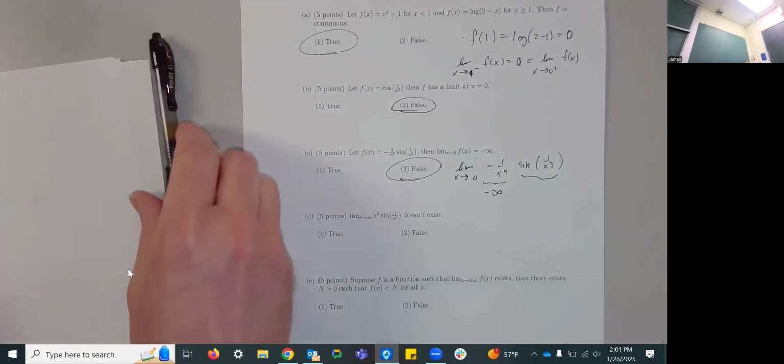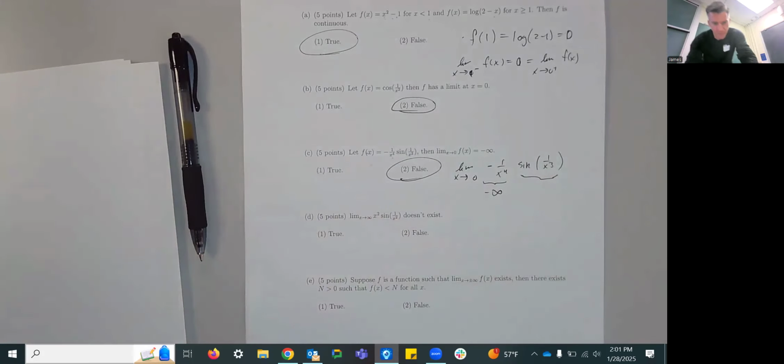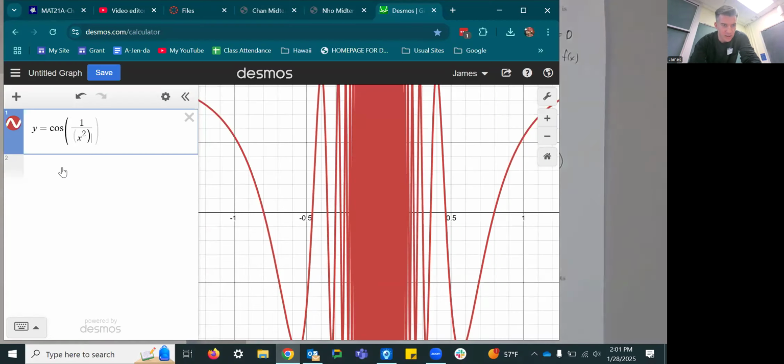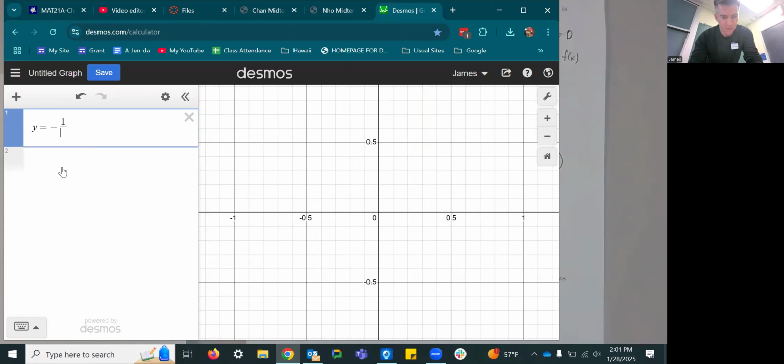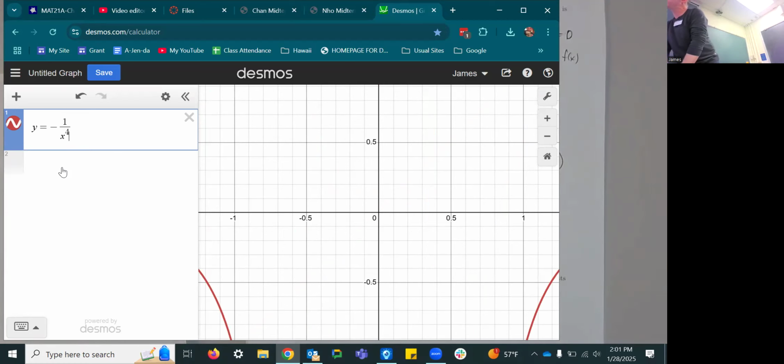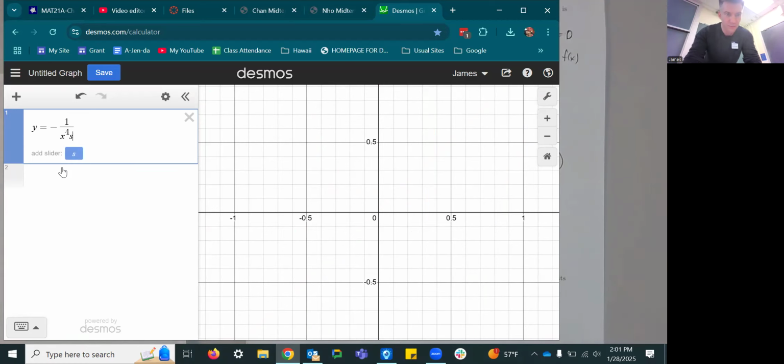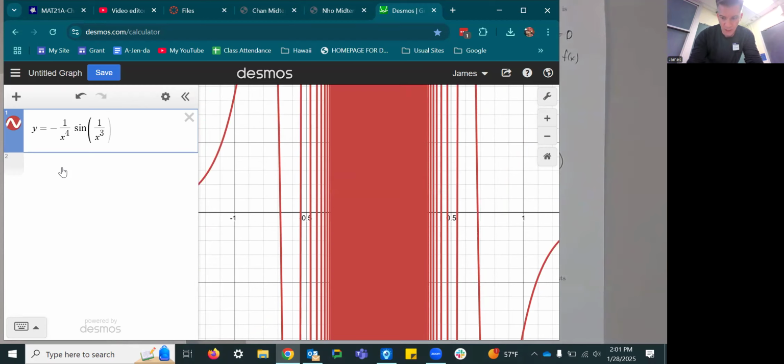I have a great idea. Let's graph it. Let's see what happens. I'm pretty sure it's false, but let's see. So we have, what is this terrible thing? Negative 1 over x to the 4th times sine of 1 over x cubed. Yep. Exactly what I thought.